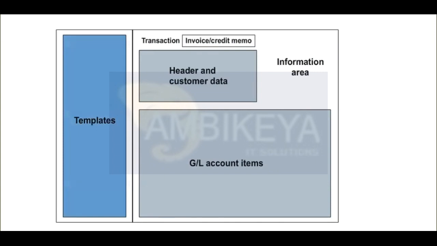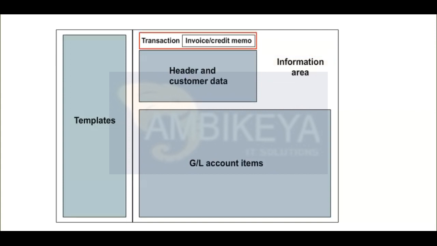Work templates. Here you can select screen variants, account assignment templates, or held documents as references. Header and customer data. Document header and customer line item data is entered here. GL account items. The GL line items for the document are entered here. Information area. The document balance and information about the customer are displayed here. It also contains a link to the master data and open items.